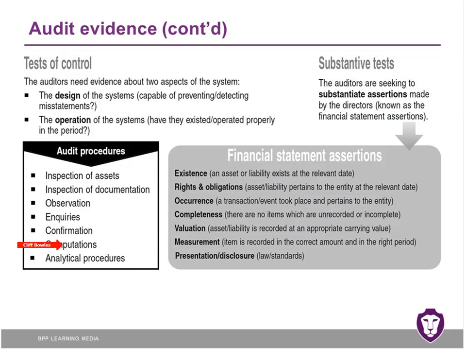Last year's gross margin ratio was 25%. It's now 48%. What's happening? Analytical procedures. So this is what these tests are doing. They're trying to substantiate the assertions of these financial statements.